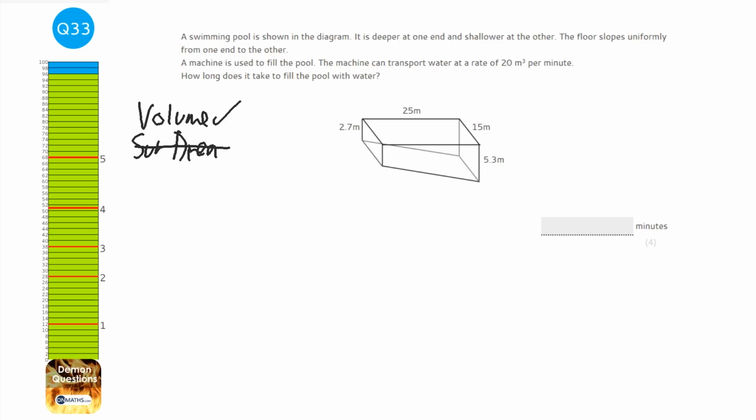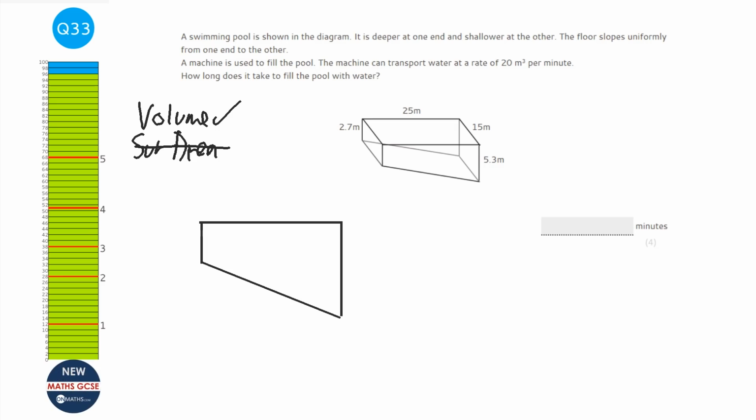trapezium-based prism. So we've got to first of all work out what the area of the trapezium is. So I'm going to draw the trapezium out first. And that height is going to be 2.7 that side, 5.3 that side, and 25 across. And I'll leave off meters because I know they're all in meters, but do check they are all in meters when you do this. So we've got to first of all work out the area.